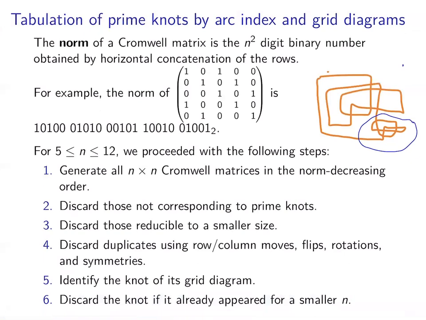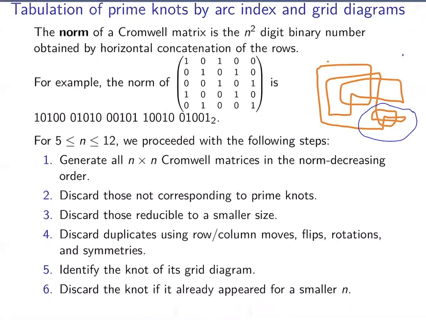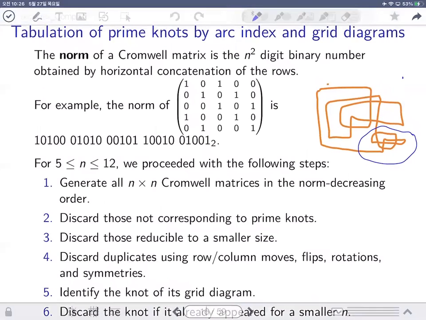And then thirdly, we discard those reducible to smaller size. So we may have grid diagrams such as this, and then this part can be easily deformed to a smaller size. So we discard. If we start from n equals 5 completely and n equals 6 completely and so on, then you don't need to consider such things because these are already produced.